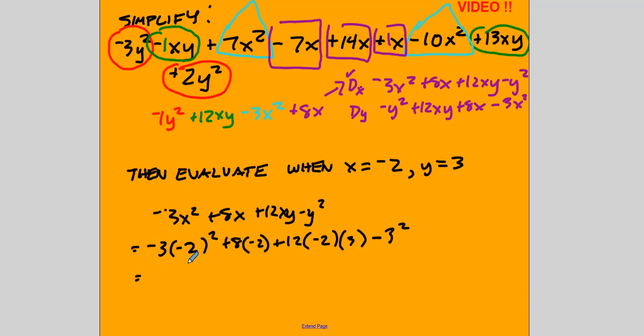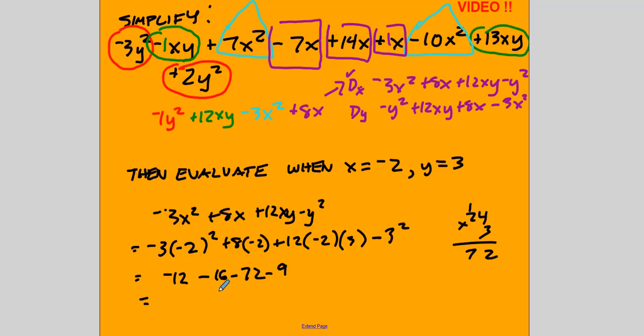Okay. So then this is going to be, that's negative 2 times itself. Negative 2 squared is 4, so this is negative 3 times 4, which is negative 12. 8 times negative 2 is negative 16. 12 times negative 2 is negative 24. I'm sorry, I forgot the times 3 there then. Okay, so this is negative 24 times 3. Well, that's going to be negative. 24 times 3 is 72. So that's going to be minus 72. That comes from right here. 12 times negative 2 times 3. Minus 3 squared. Remember, 3 squared does not mean 3 times 2 is 6. It's 9. 3 times 3 is 9. So this is minus 9.